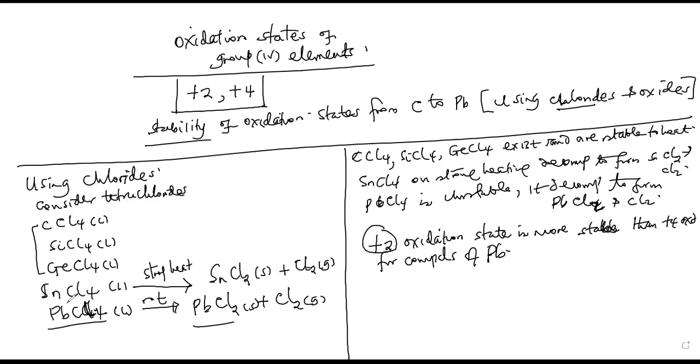So that is what we have. For compounds of lead, it is the plus four oxidation state that is unstable and the plus two oxidation state that is stable. For carbon and silicon, these tetrachlorides have a very stable plus four oxidation state, but the plus four of lead is not stable; on heating, it still decomposes. So the plus four oxidation state stability decreases from carbon tetrachloride to lead tetrachloride.